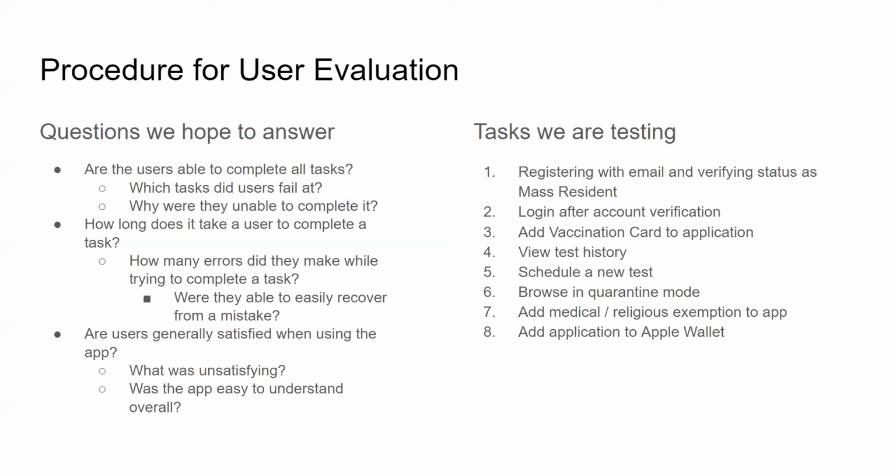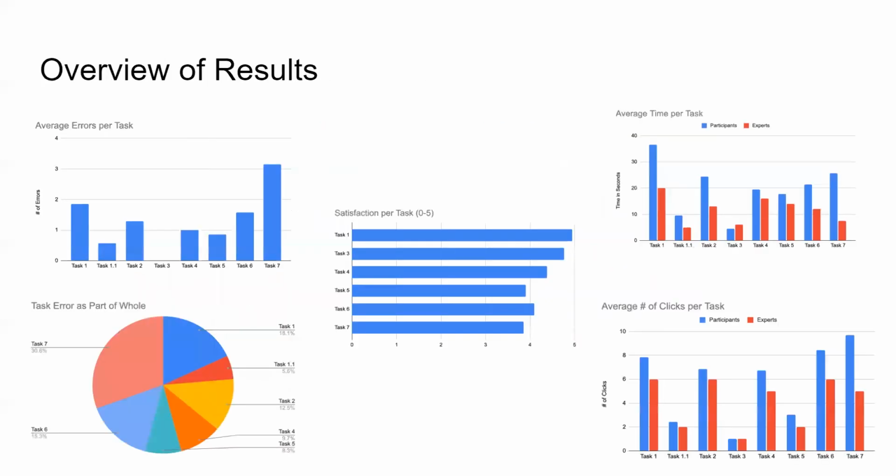During the evaluation, we recorded how many errors and clicks each participant made per task, as well as the time they spent on each one. After each task, we asked them to fill out a questionnaire rating their experience on a scale of 0 to 5. As you can see, there were no errors for task 3, viewing test history, which was the simplest task, so we expected no mistakes. Most errors came from task 7, which was adding to Apple Wallet. This difficulty is also shown through the time spent on that task, as well as the number of clicks, since the data from expert to participant almost doubles.